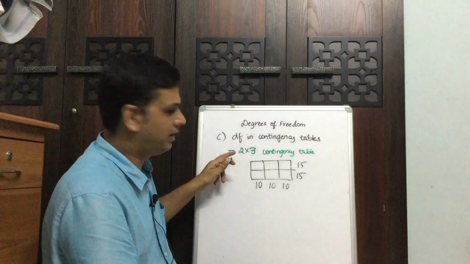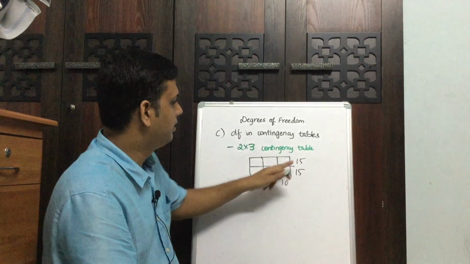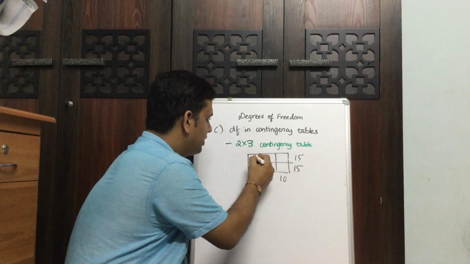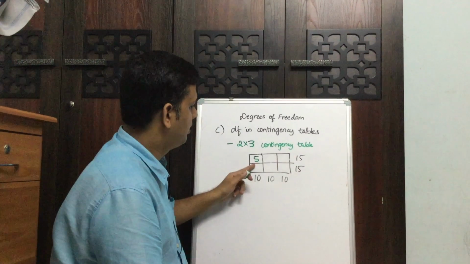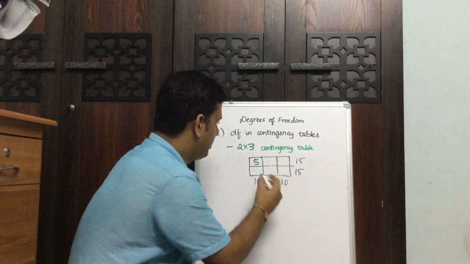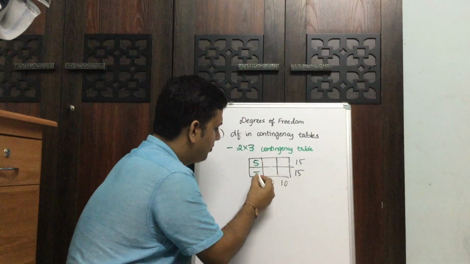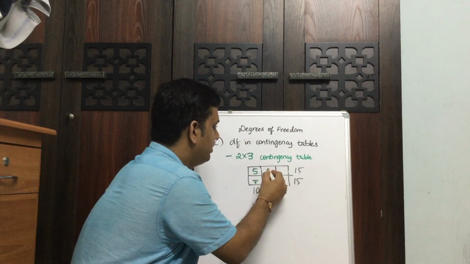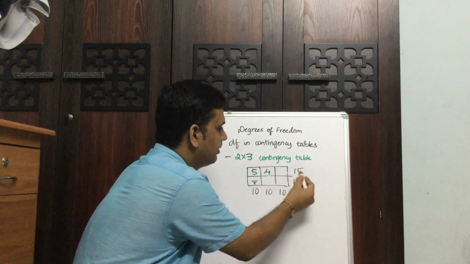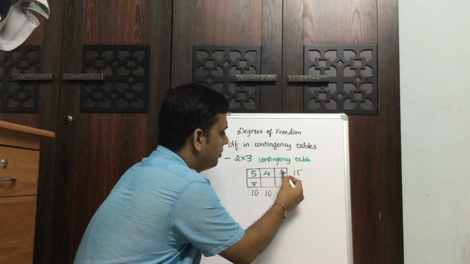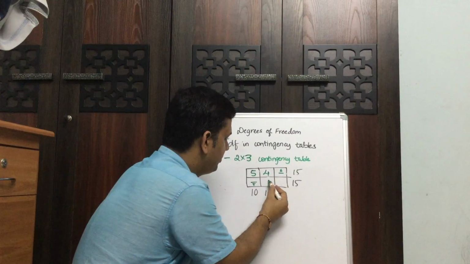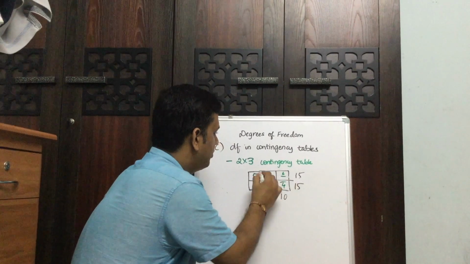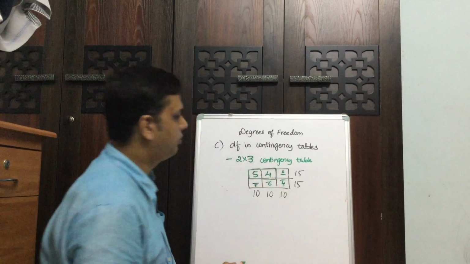Now let us take another example of a 2 by 3 contingency table. Row totals and column totals have been given. Now we have to fill. Suppose let us fill this with 5. Now this value I have to fill with 5, right? So there is no degrees of freedom. This I can fill, let's say I fill this with 4. Now 9, 6, I have to fill with this 6. So there is no degrees of freedom. This value I have to fill with 6. This value I have to fill with 4. So there is no degrees of freedom here. So the only degrees of freedom is 2 in this case.